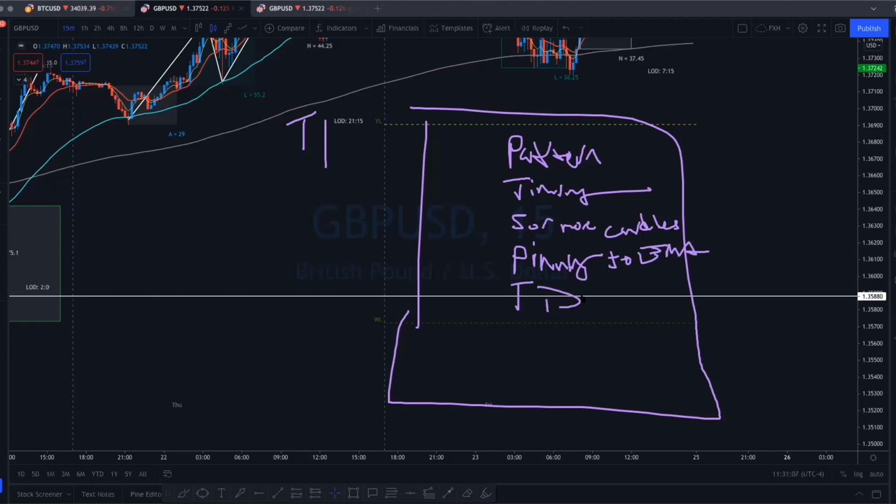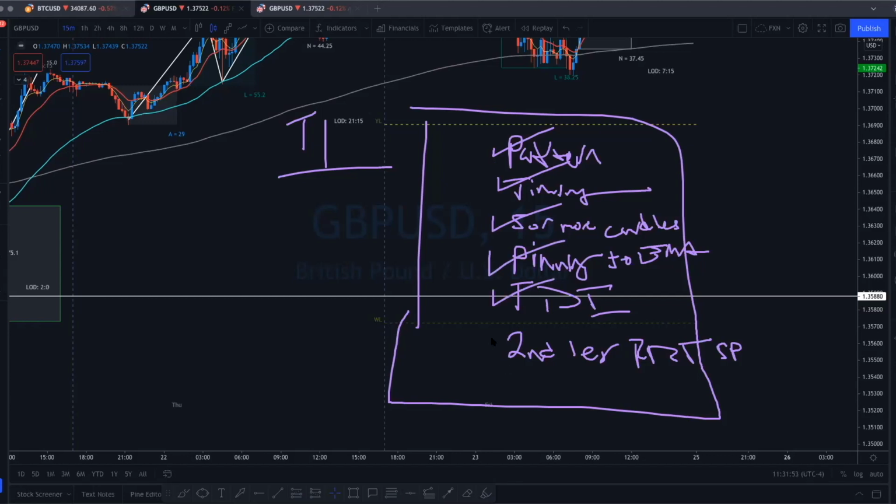Do you have good confirmation on the TDI, which we'll talk about next? Second leg, let's say a railroad track or star pattern. Think about what we just made here, a quick list. The type 1 setups that you're trading have the right pattern, the right timing, 5 or more candles between the first and second leg. They're pinning to an EMA. The TDI helps confirm. And then the second leg gives you a railroad track or a star pattern. That's 1, 2, 3, 4, 5, 6 things right there that are helping you confirm that a trade setup is good.